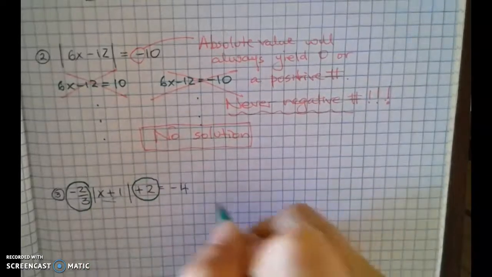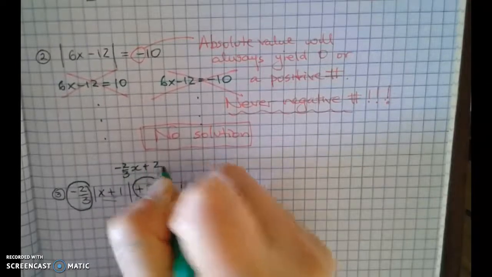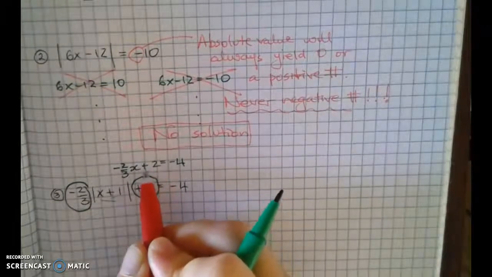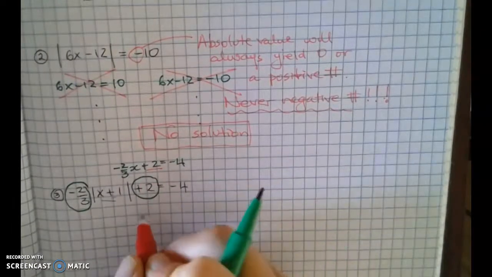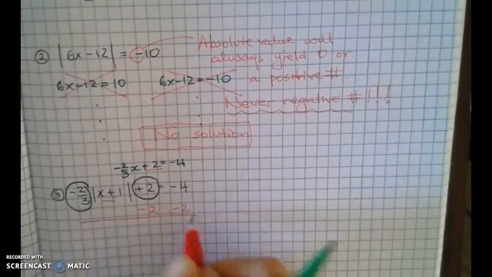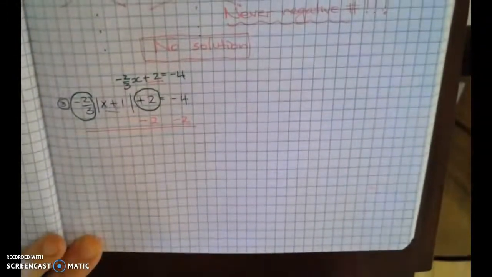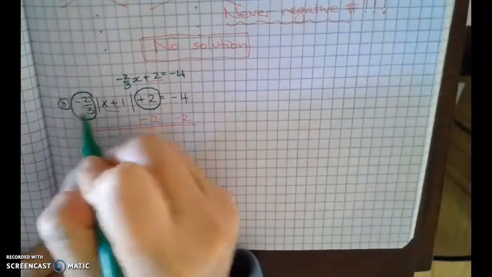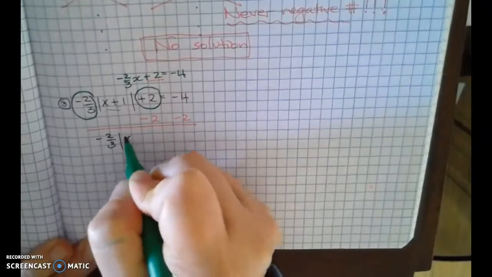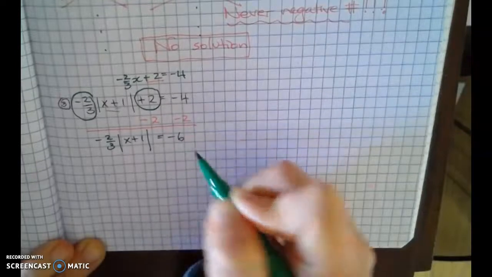So just like if you had negative 2 over 3x plus 2 is equal to negative 4, what did you get rid of first? You always got rid of this plus 2 first. How did you do that? You subtracted 2 from both sides. So you're going to do the same thing here. Subtract 2 from both sides. And that will leave me with, I haven't done anything to this yet, so this expression remains as it is, absolute value of x plus 1 is equal to negative 4 minus 2, which is negative 6.